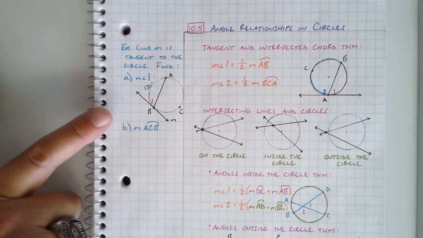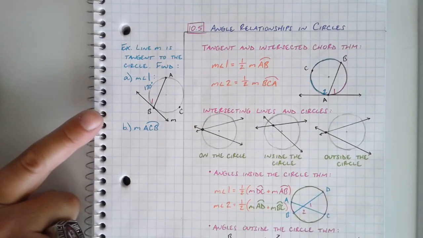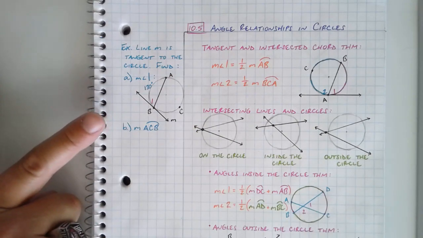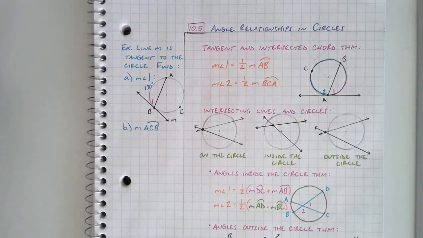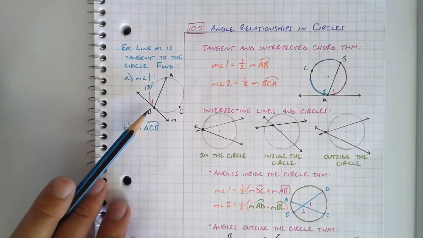In this case, again, I see a circle, surprise, surprise, and I get an angle that is created fundamentally with this chord AB and line M. So the first thing to identify is where is the angle located? Where is the wedge located? And hopefully it's obvious here that the actual angle location is on the circle itself at point B right here.